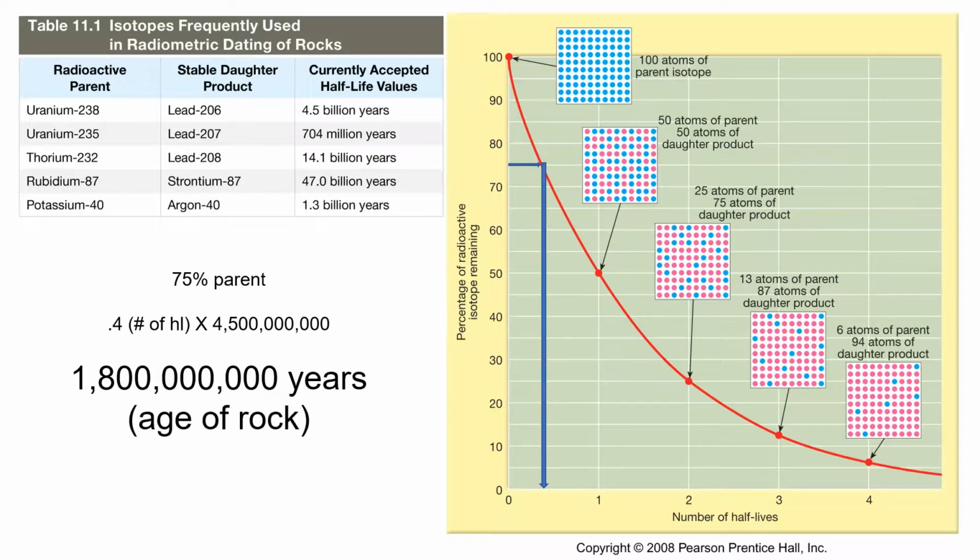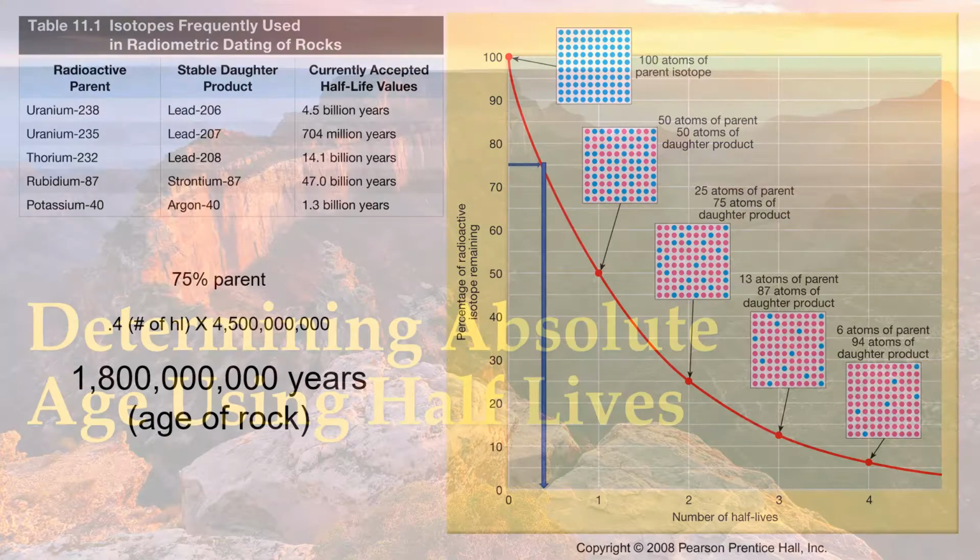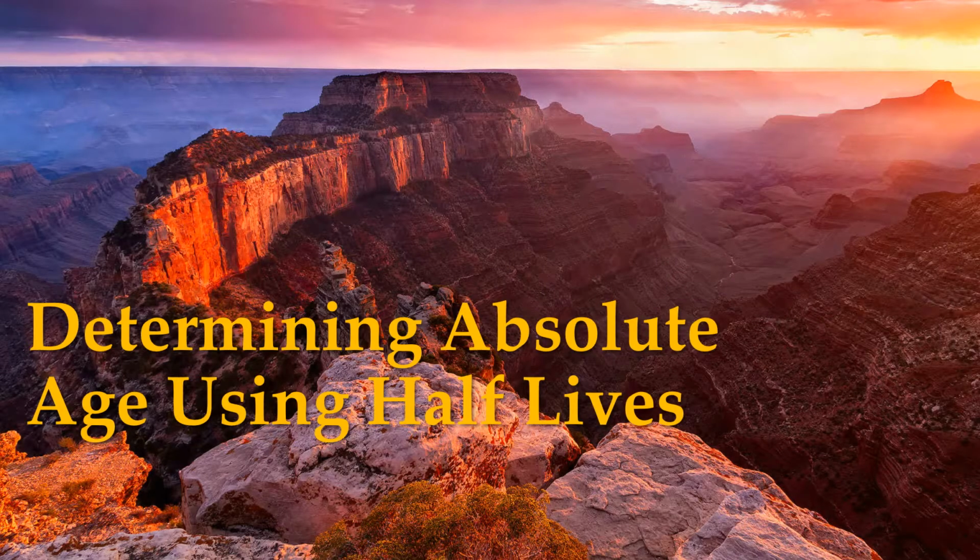Okay, so what you do is you focus on the percent of parents as compared to the percent of daughters in there, and then you take that and multiply it by the half-life, and this is how geologists determine the age of the rock. So hopefully you found this video useful in determining absolute age using half-lives.